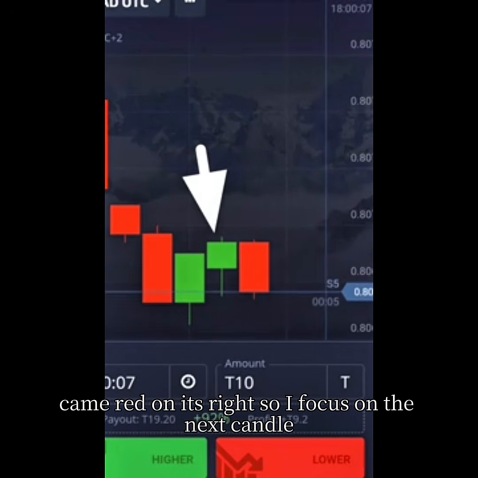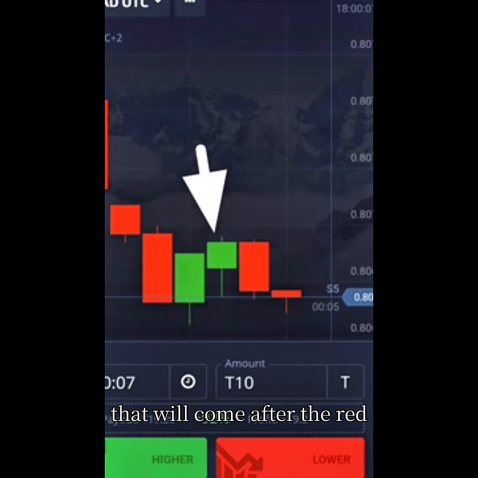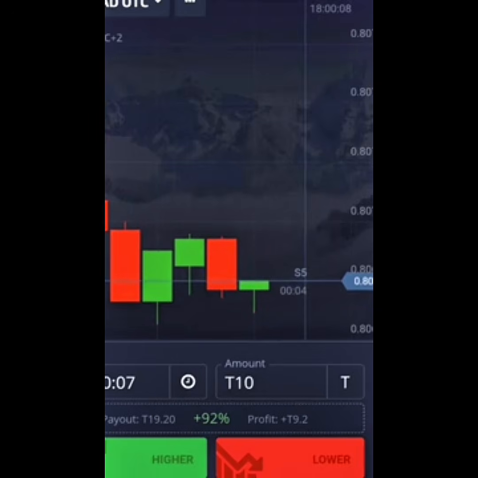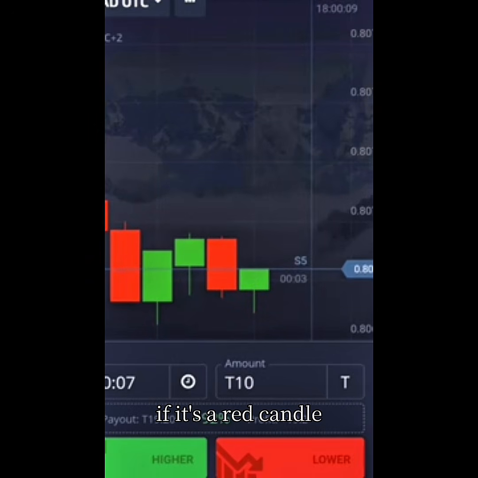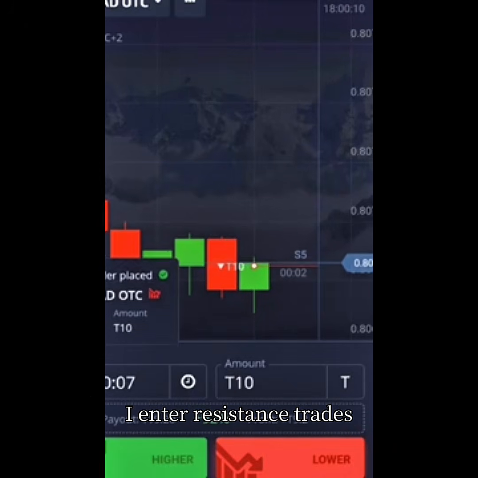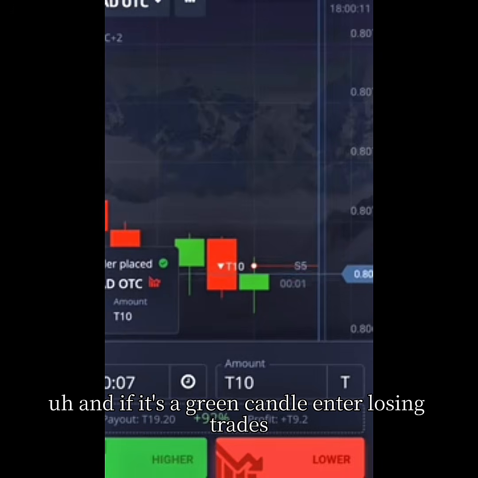The next candle came red on its right, so I focus on the next candle that will come after the red candle to see if it is a red candle. If it's a red candle, I enter support trades, and if it's a green candle, I enter resistance trades. And if it's a green candle, enter losing trades.